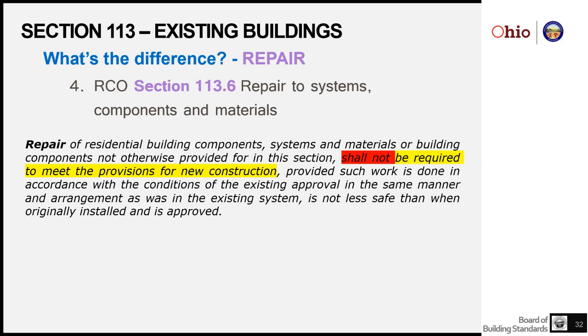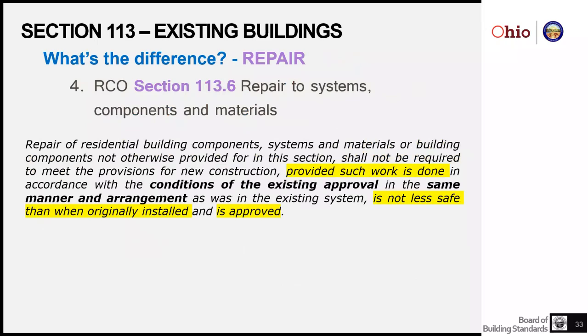So the first thing that they talk about, and this is a little bit different than the other ones, they're all additions, alterations, and replacements, they talk about what they are. Repair starts off with what it's not, or that it does not require that repair meet the provisions for new construction. But it does put a caveat on there that the work you're doing is done in accordance with the existing approval. So it's not looking at what might be approvable today, it's looking at what was approved in the past, an existing approval.